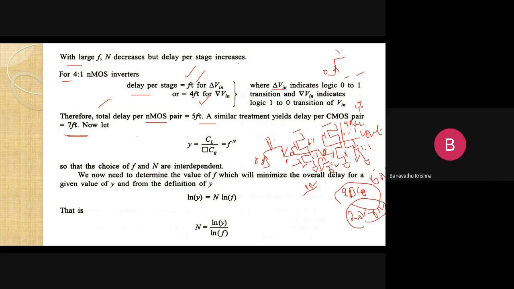Okay, so let us now let y equal CL by CG, that is equal to f to the power of n. Okay, this is a basic formula here. So I want to take the logarithm on both sides. We need to determine the value of f that will minimize the overall delay for the given value of y, right? So apply the logarithm on both sides: log y equals n into log of f. Therefore, n equals log of y by log of f, right?